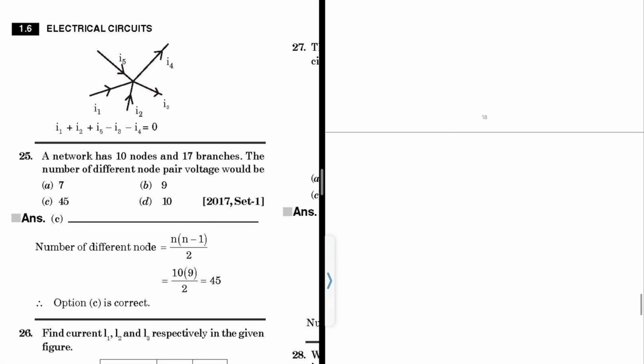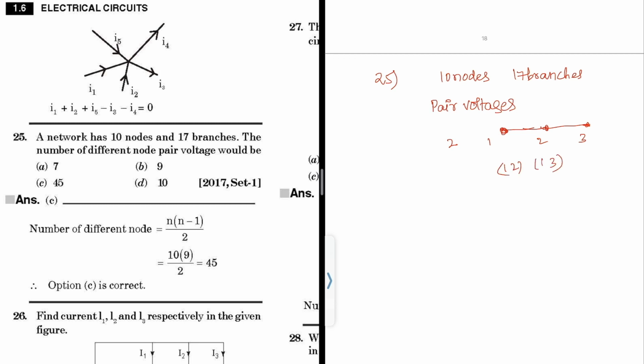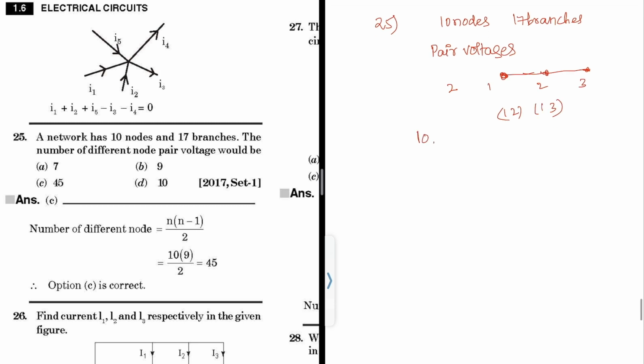Okay. So coming to the 25th question. There are 10 nodes and 17 branches. So they want node pair voltages. So they want pairs, so we need to take two at a time. Suppose there are three nodes: one, two, three. So a pair means one-two is one pair, one-three is one pair, like this, right? So for 10 nodes, a pair means 10C2 combinations. So 10 into 9 by 1 into 2. So the answer will be 45.